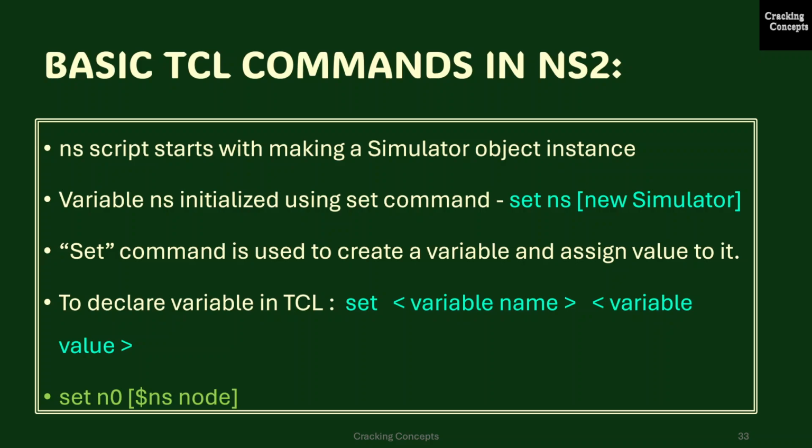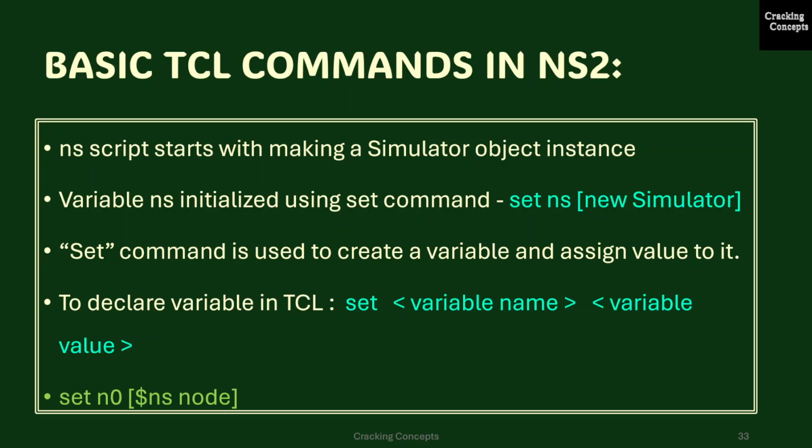Now we will see the basic TCL commands. So an NS script starts with making a simulator object instance. A variable ns is being initialized by using the set command. Here in the code, this new simulator is an instantiation of the class simulator, which uses the reserved word new, which is given here.